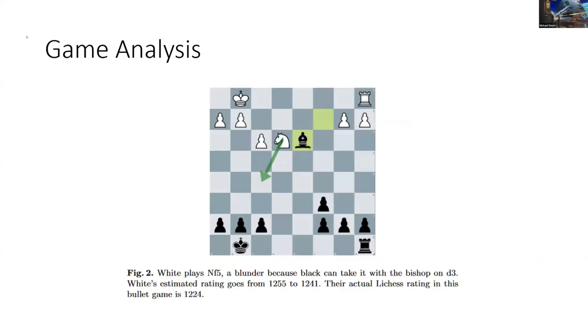This is just one example of a position where you can see black is winning and has 2 more pawns. White plays knight f5, which is a mistake because black can take the knight with the bishop. The prediction of the rating was 1255 currently, but after the move, it goes down a bit.